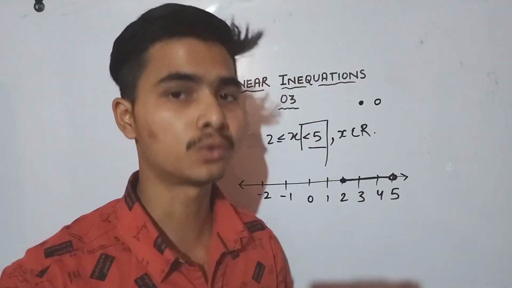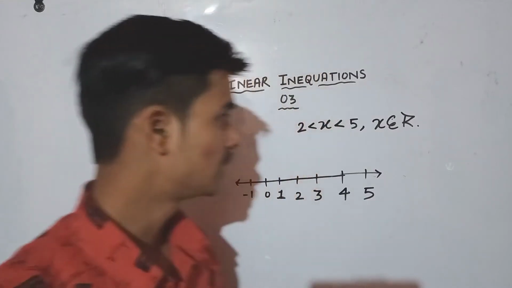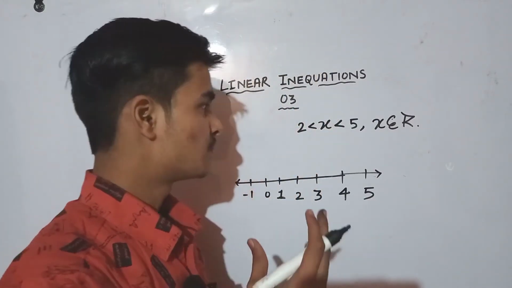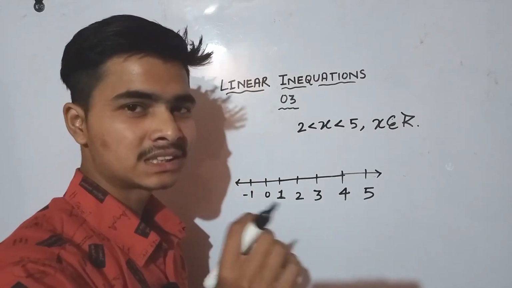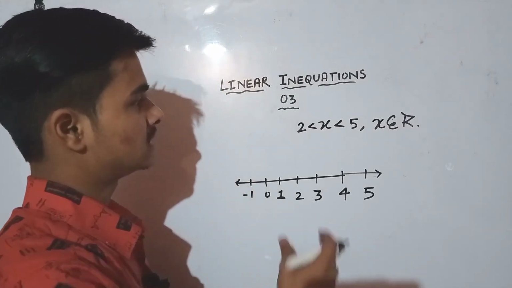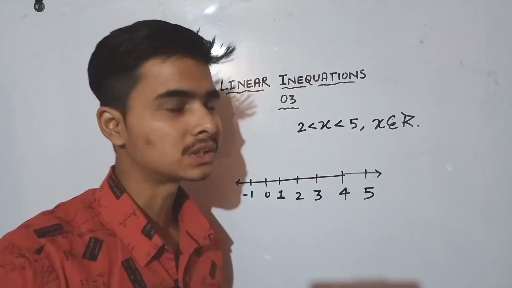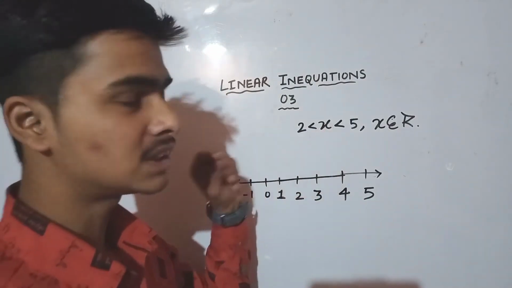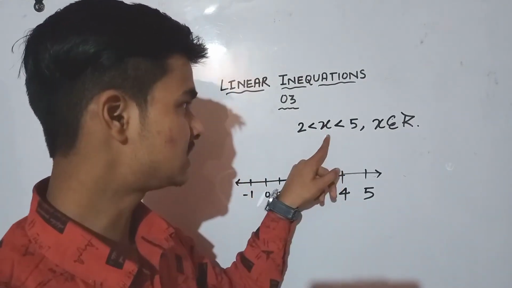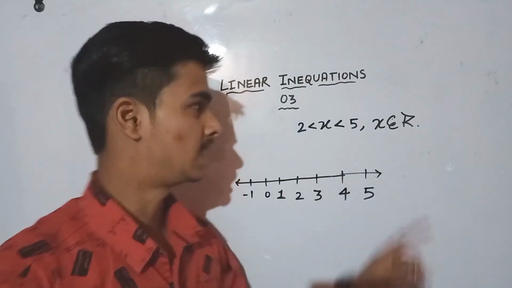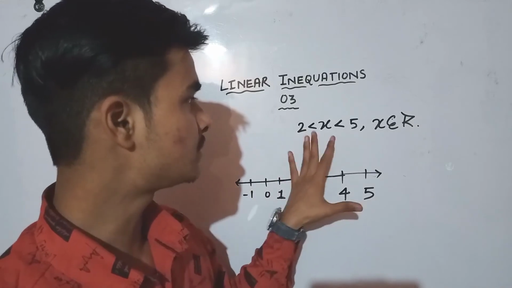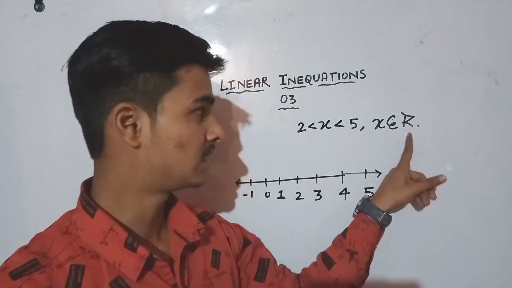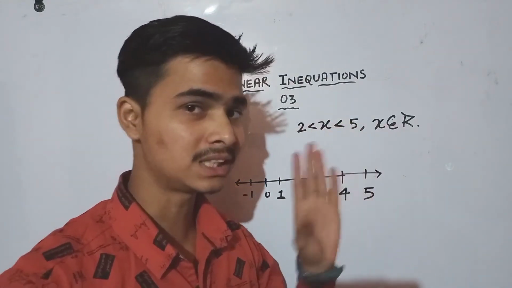Now let us see one more question. Now see a better question than the previous. In this question there is a slight change. What I have done is removed all the equal to signs. Now x is just greater than 2 and x is just less than 5, and obviously x belongs to real numbers, as you can see. Now you have to represent this on the number line. Remember, real number, keep in mind.